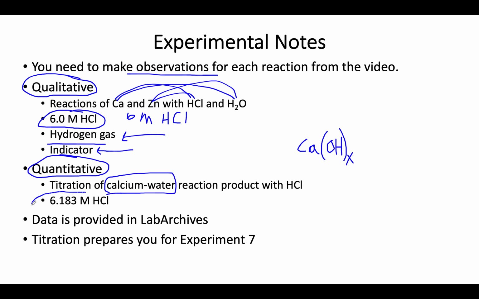You can see in this part, look at the hydrochloric acid, 6.183 molar. That's 4 sig figs. That definitely tells you a difference between qualitative and quantitative.